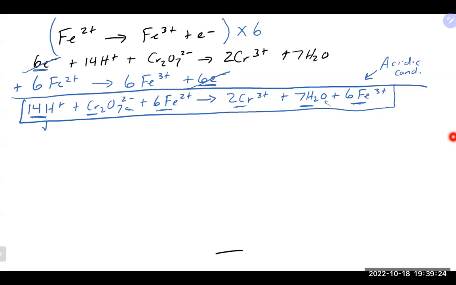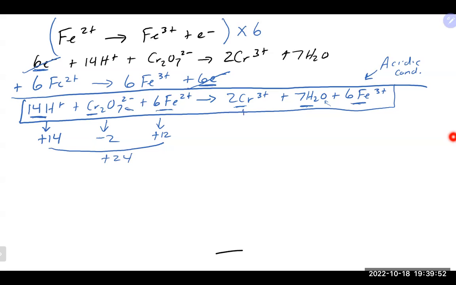This one here is contributing a plus 14. This one is contributing a minus 2, and this one is contributing a plus 12. I'm getting that by taking the coefficient times the charge, so 6 times 2. That gives me a grand total of plus 26 less 2, which is a plus 24 charge on the left-hand side.